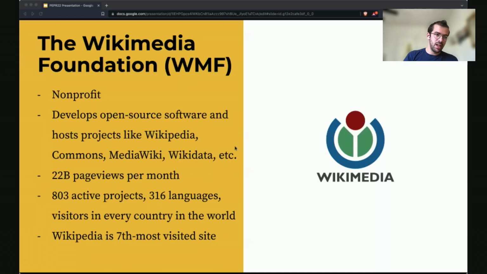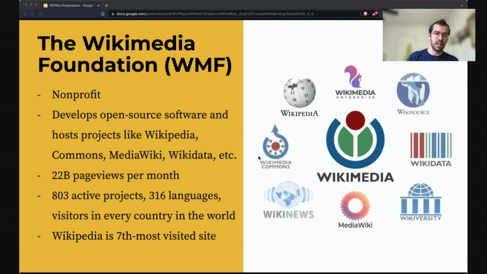So the Wikimedia Foundation, many of you probably have heard of us. We are a nonprofit. And our most famous project that we host is Wikipedia. However, we also host a whole bunch of other projects like the Wikimedia Commons, MediaWiki, Wikidata, and we're a relatively large website, the 7th most visited site in the world with around 22 billion page views per month. Now, most people here will be familiar with English Wikipedia, but we actually have 803 active projects spanning 316 languages with visitors from every single country in the entire world.